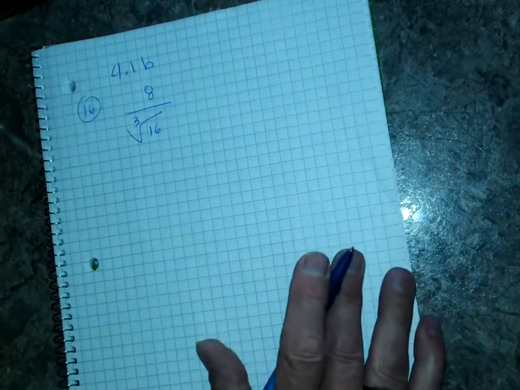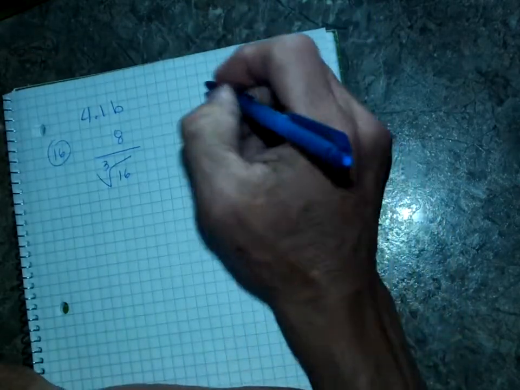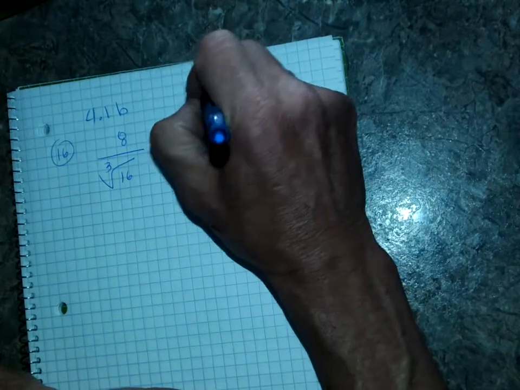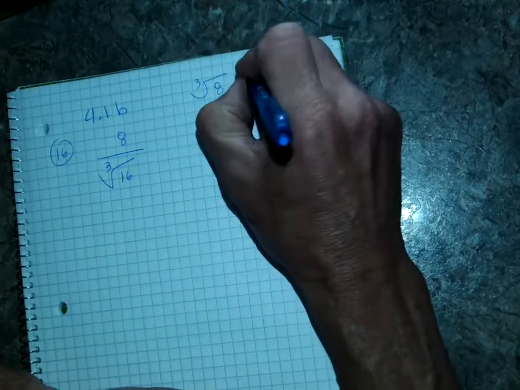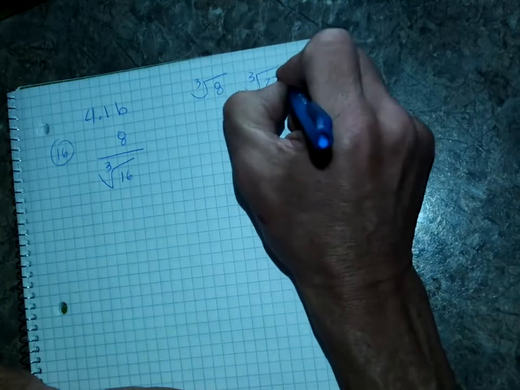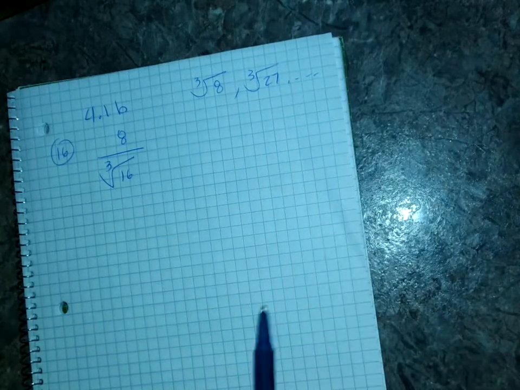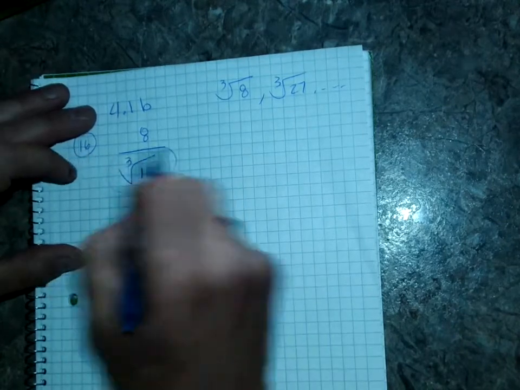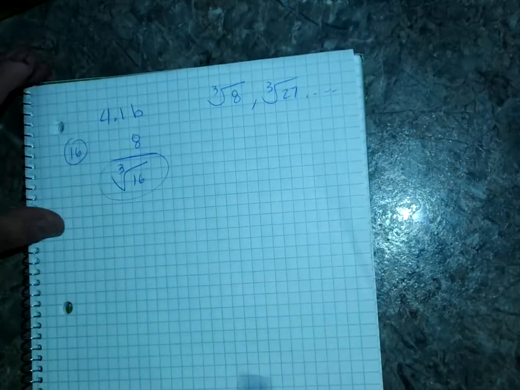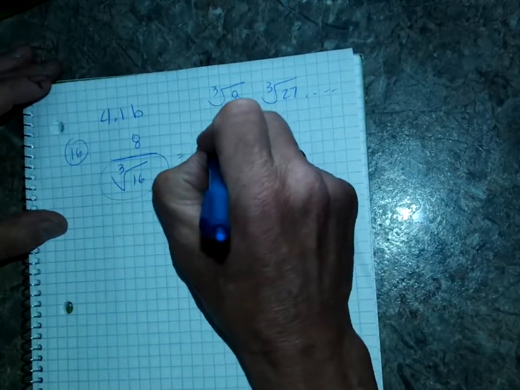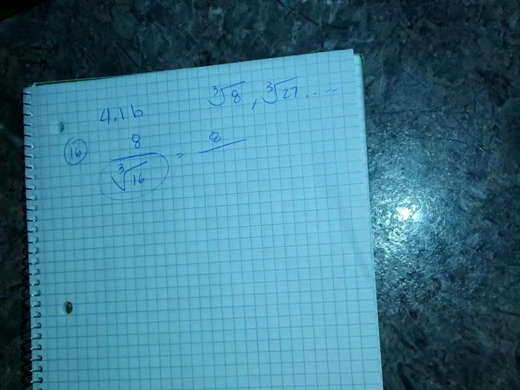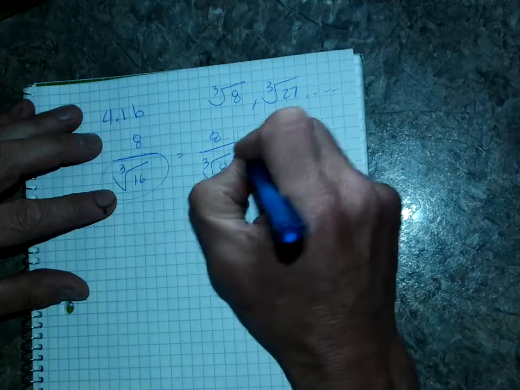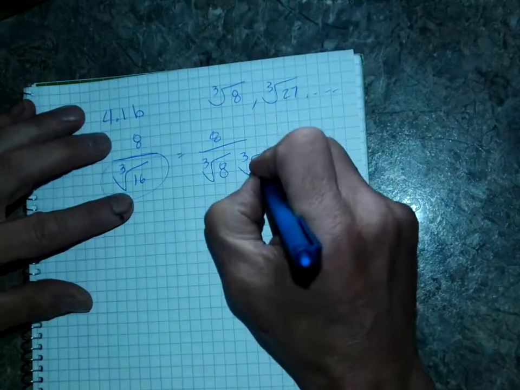Now let's go back to what our perfect cube root numbers are. There's a cube root of 8, there's a cube root of 27, and so forth. So what I want to do is this. First of all, let me rewrite this one. I'm going to keep the 8 on top because 8 is a regular whole number. Leave that where it is. But the cube root of 16 can be the cube root of 8 times the cube root of 2.